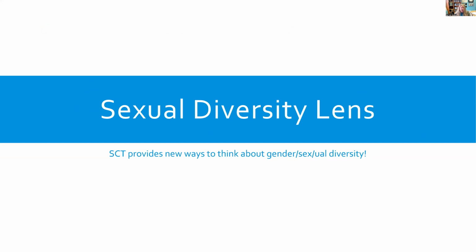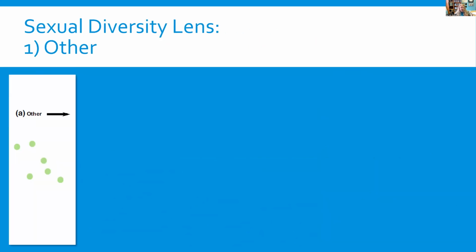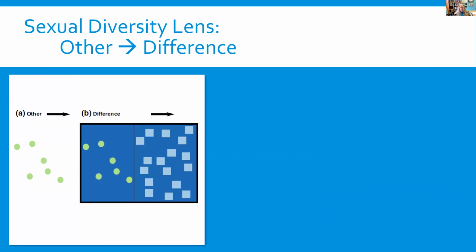And SCT provides new ways to think about gender, sex, and sexual diversity, including various visualizations and also this diversity lens. So as I've been talking about, we can think about sexual diversity in terms of all these different and interconnected existences, identities, and experiences as distinct, but also interconnected. And a sexual diversity lens moves us from thinking about groups as other, which is often how marginalized and minoritized gender, sex, and sexual experiences and existences and identities are studied, or have been anyway. And so this sort of other against an undifferentiated backdrop moves towards a difference framework, sort of contrasting and comparing this other group with a norm or a majority.